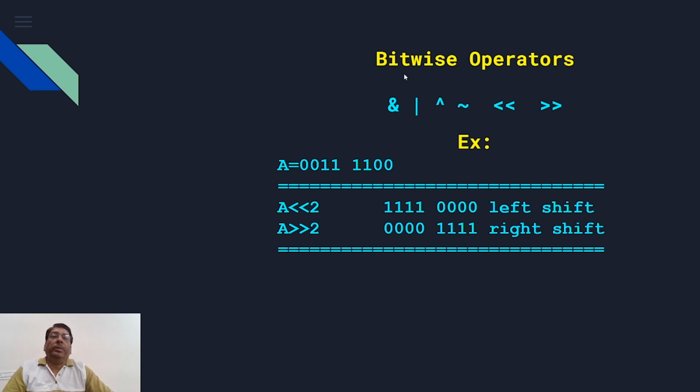So what are the various bitwise operators we have? AND, OR, NOT, and the caret over here, which is to say exclusive OR. And then you have ones complement, left shift, right shift, and so on.